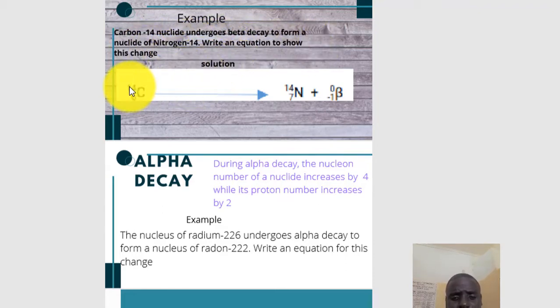So the solution to this: we show carbon-14, that's the symbol for carbon, capital letter C. Its nucleon number is 14 and the atomic number is 6. During this change, a beta particle is produced, and you can see a beta particle has been released here. The nucleon number remains the same for the parent nuclide and the daughter nuclide; it is still 14. But take note of the increase in the proton number.